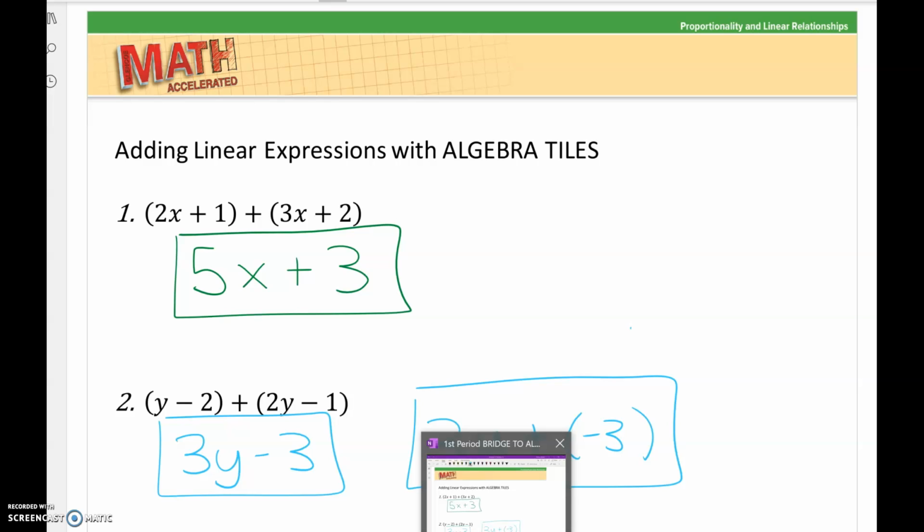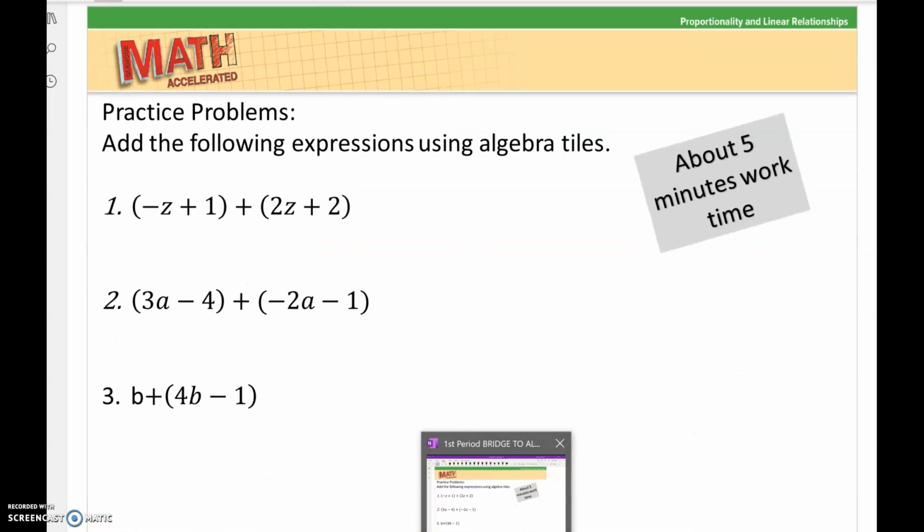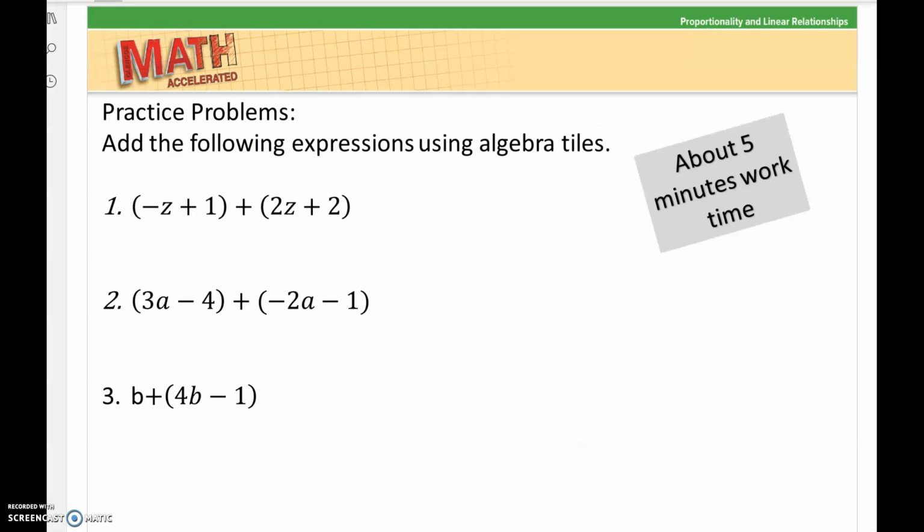All right. So now you're going to go ahead and practice some of these on your own. So head down to this slide. You're going to have about 5 minutes to work through these problems. So go ahead and take a second, get your paper and pencil out, write down the 3 problems, then use your algebra tiles to set them up, move them around, and write your answers as well.